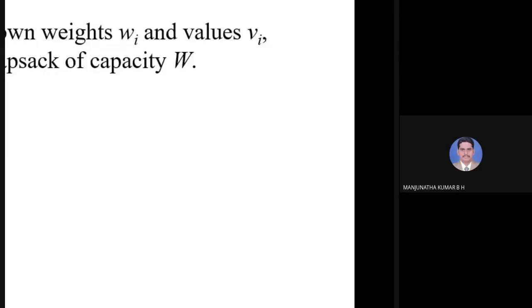So try to tell the problem statement. N items are given, and we know the weight and value of each item, and the knapsack capacity W is given. We have to find the most valuable set of items that fit in the knapsack. Most valuable means whose profit is maximum, and the total weight should not exceed the knapsack capacity.